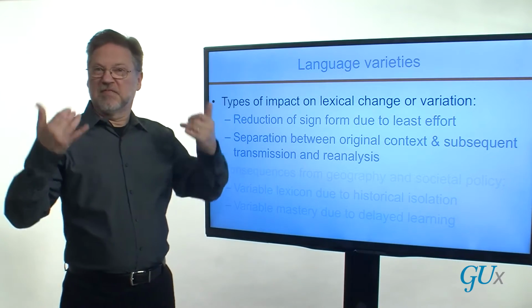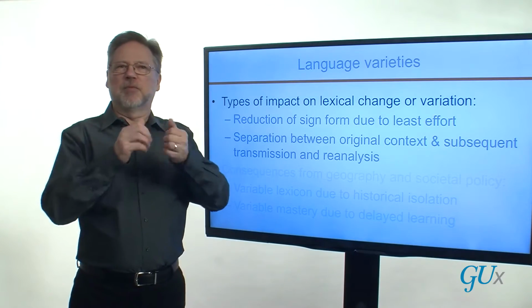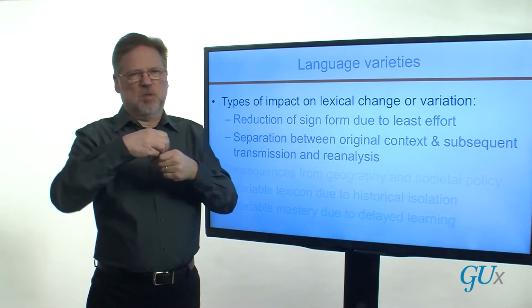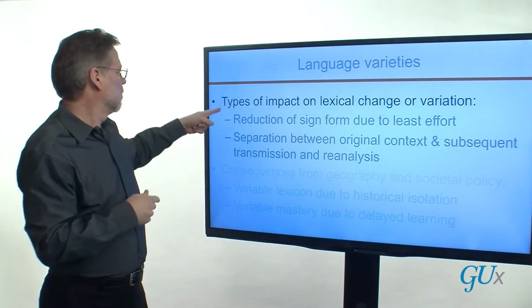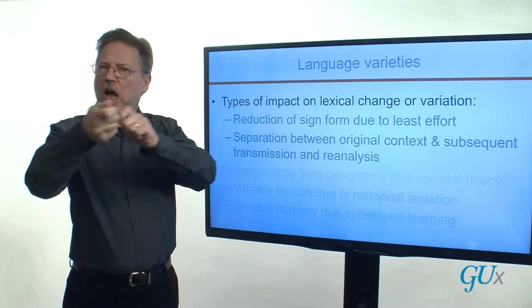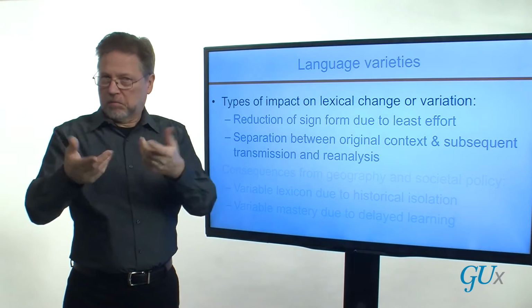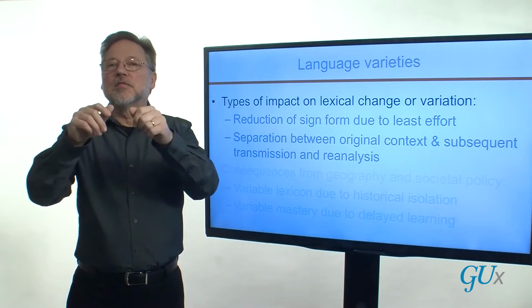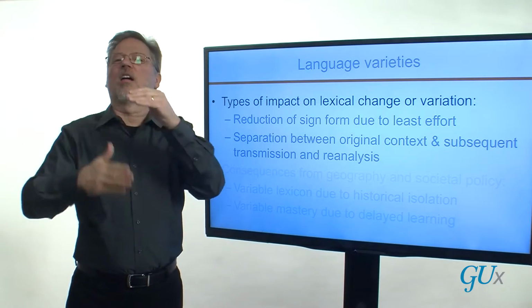The topic of this lecture is language varieties. ASL is not exactly the same everywhere it's used. There are a few reasons for this. First are different types of impact on lexical change or variation. Words or signs may change over time. In addition, in different places, different changes occur, resulting in variation.